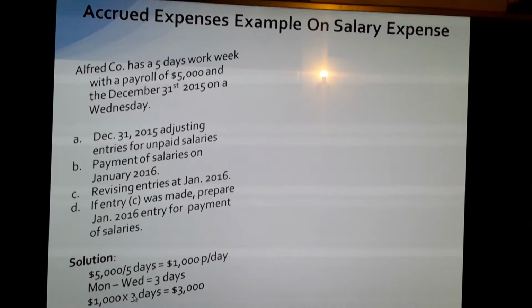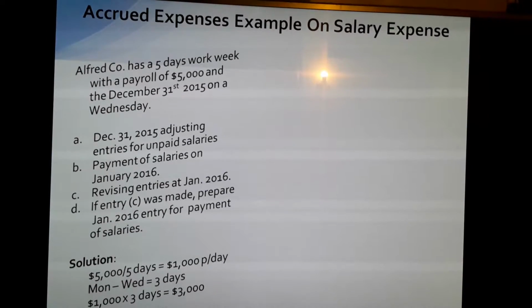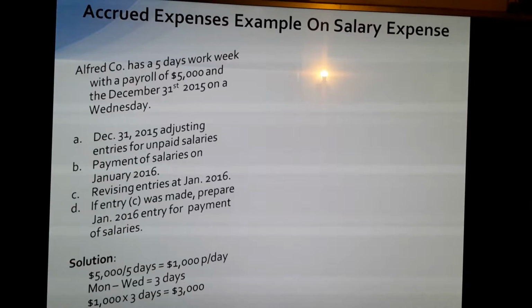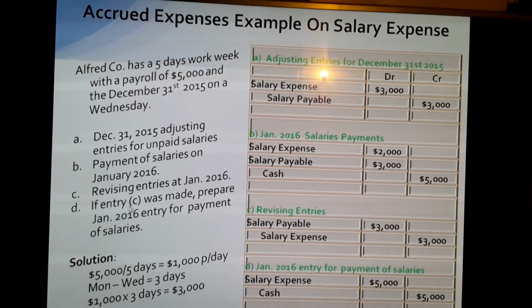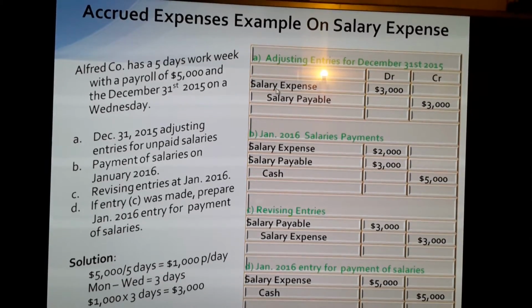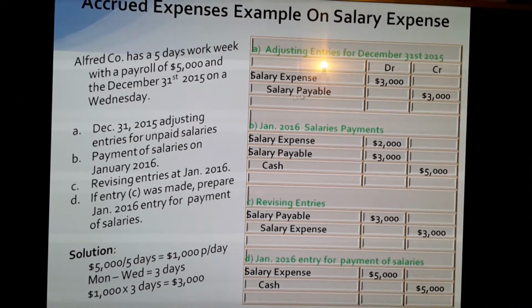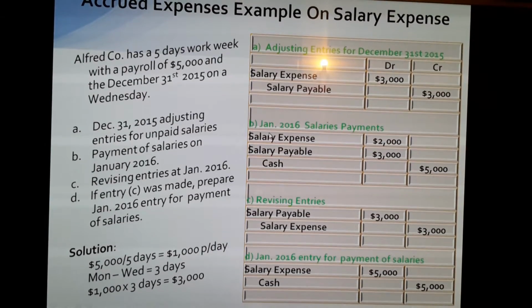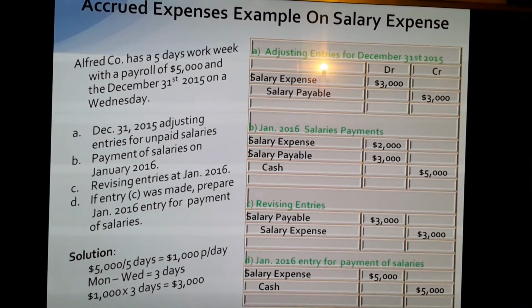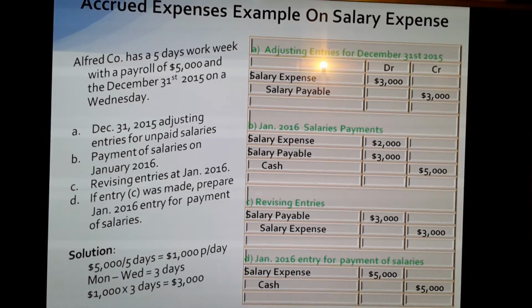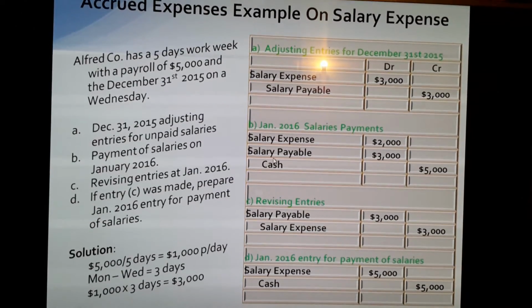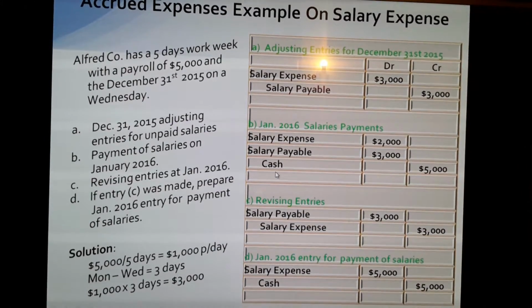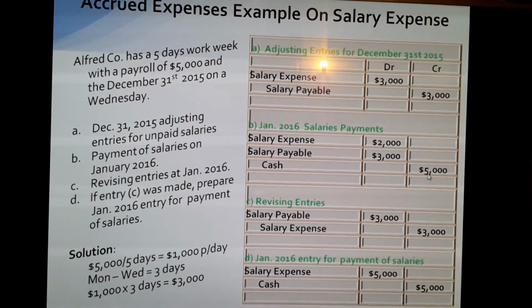So at this date you have to record that expense on that year. So 1,000 times 3 days is 3,000. So this is our entry as of this. So A, adjusting entry: salary expense 3,000 and salary payable 3,000. Okay, and B, the payment of salary on January 2016. So if you are paying the salary on January 2016, this is how your entry is going to look. We say salary expense 2,000, salary payable 3,000, and cash 5,000.